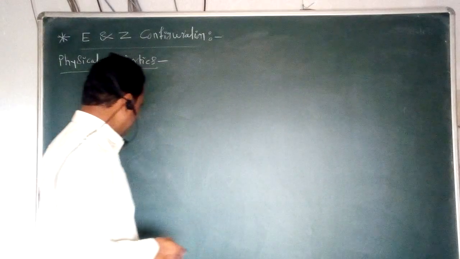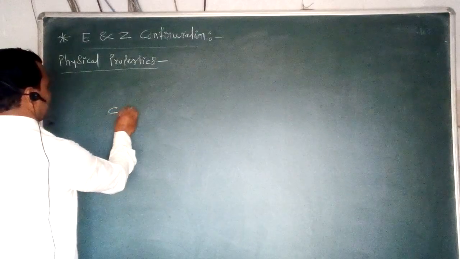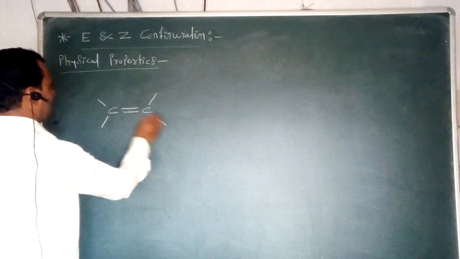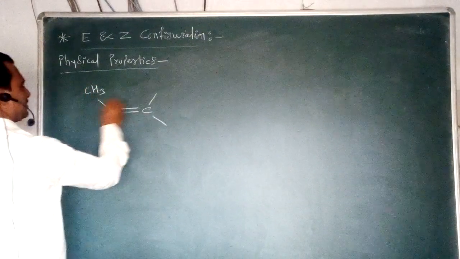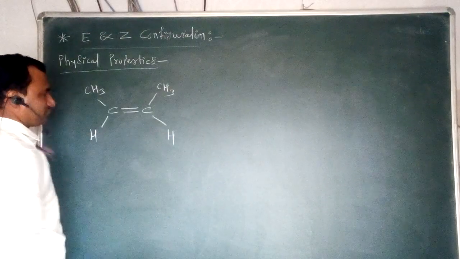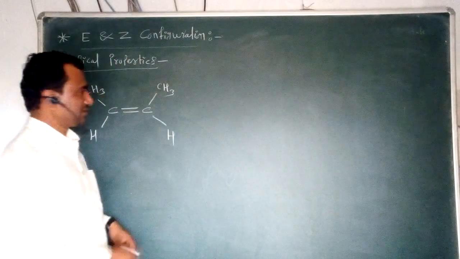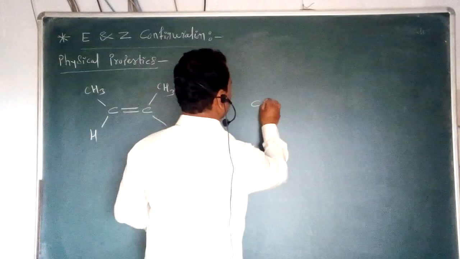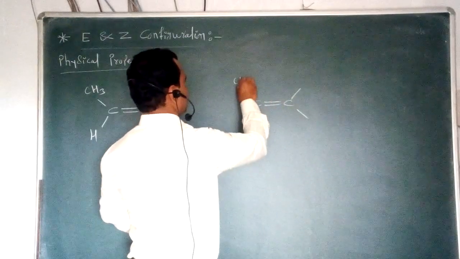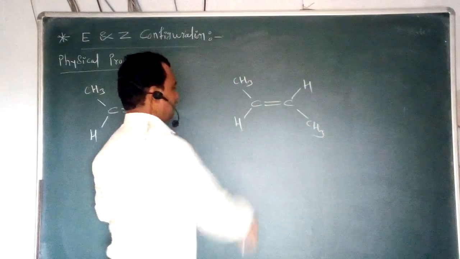So suppose I take a simple example for comparison of physical properties. Suppose I consider a simple molecule, the 2-butene molecule. This 2-butene molecule can be represented in two different forms. This is one of the possible forms, which is called the Z configuration, while if I consider the second possible form for this molecule, it is again CH3, it is CH3, this is H, this is H there.